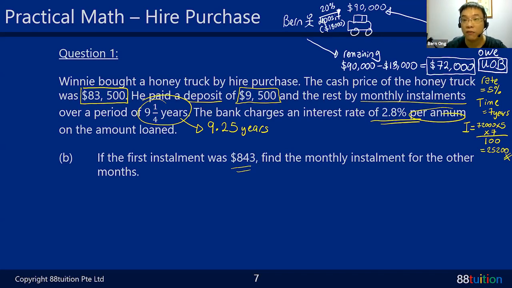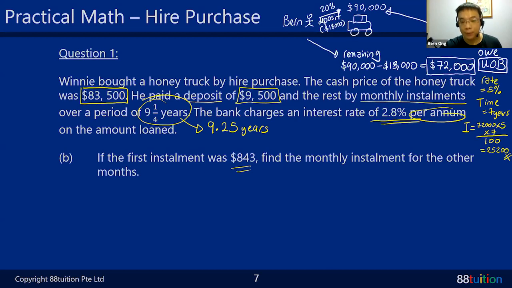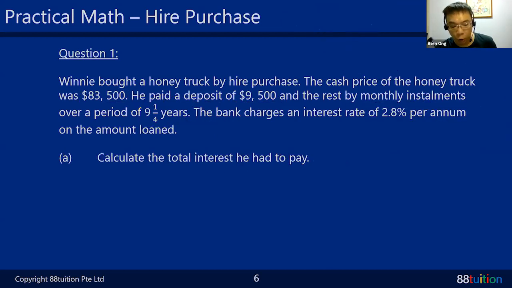Okay, let's go and find out how much Winnie has to pay first. Okay, I missed one question. I think I skipped. All right, so down here, the first question is to calculate the total interest he had to pay. So how to find interest? Luckily, as I say, it's simple interest. So I is equal to what? PRT over 100.